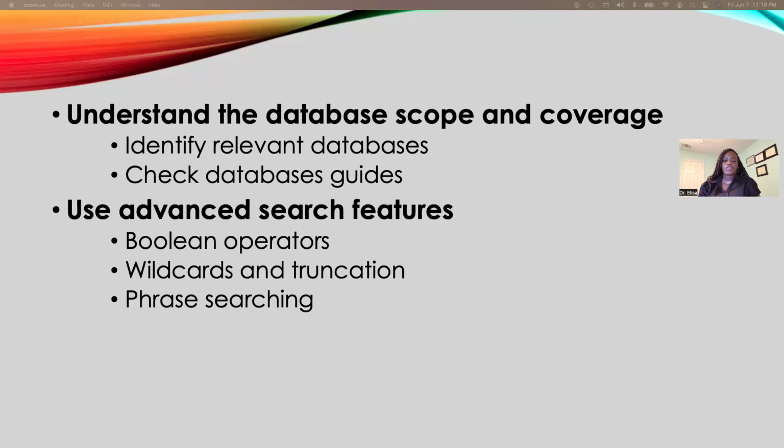The next step is to use advanced search features. For the Boolean operators, for instance, you would use AND, OR, and NOT to refine your searches. For example, remote work AND productivity will find articles that contain both terms, right? While remote work OR productivity would find articles that contain either the term remote work or the term productivity.